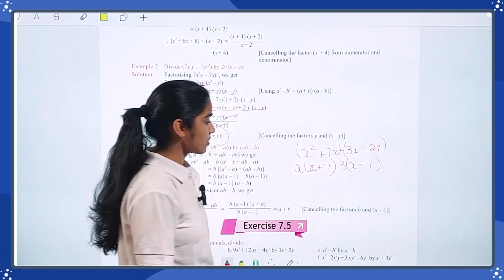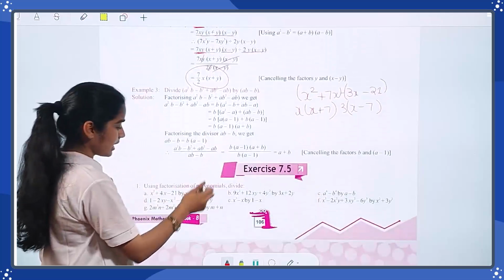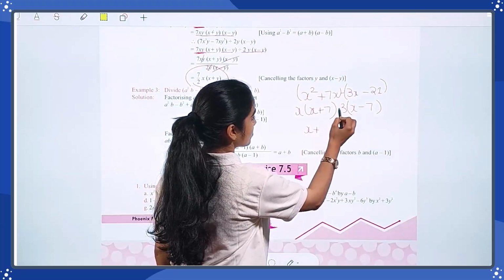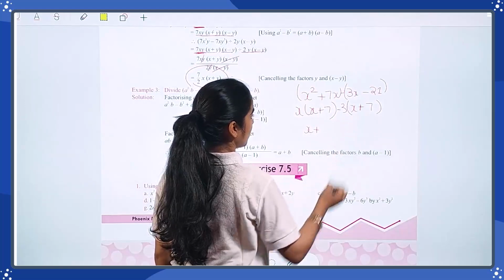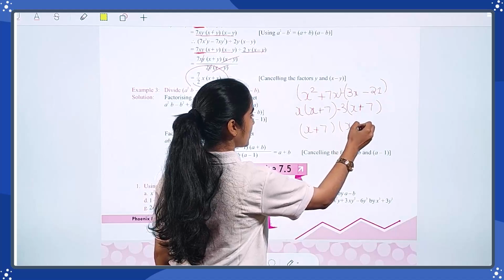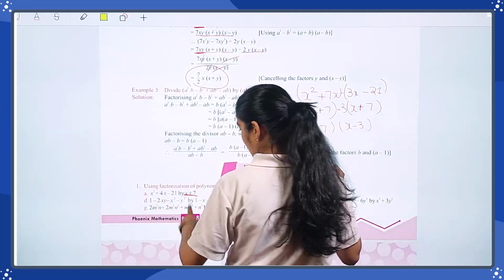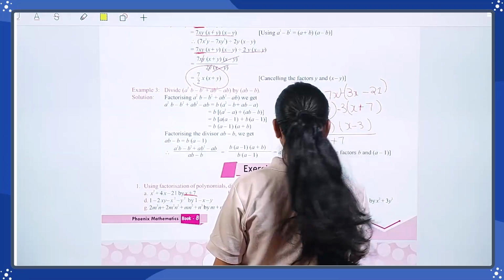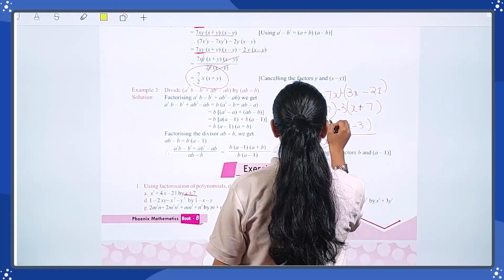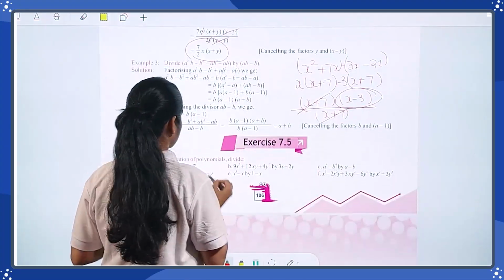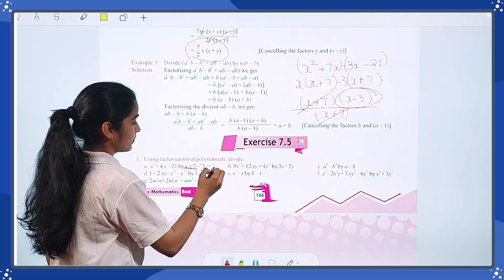So if you focus on it, what I get at the end is x plus 7. So now I have two terms, x plus, with minus and plus. Now we have x plus 7 which is common, and here we have x minus 3. Now I have to divide it by x plus 7. So x plus 7 is cancelled out with x plus 7, and the rest I get is x minus 3. This is my final answer.